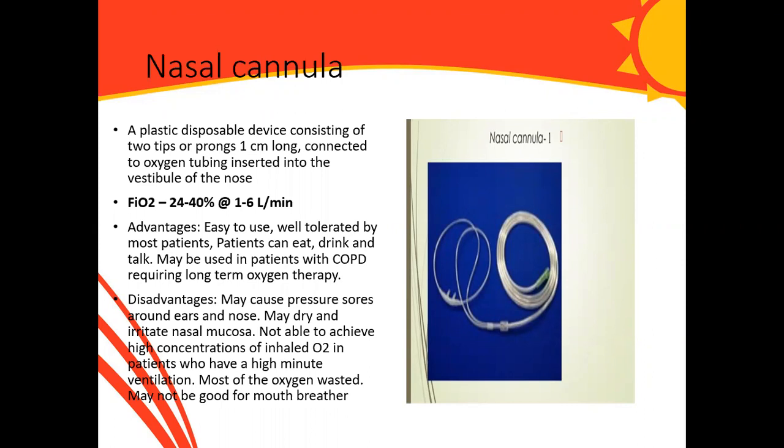But note these disadvantages that come with the use of nasal cannula. They may cause pressure sores around the ear and nose because it needs to be attached. And it's dry because it's not humidified, and it can cause nasal mucosal irritation with sores and all that. And it's not able to achieve high concentration of real oxygen in patients who have high minute ventilation. Most of the oxygen delivered to the upper airway is wasted, and for patients who are obligate mouth breathers, this device is not suitable for them.